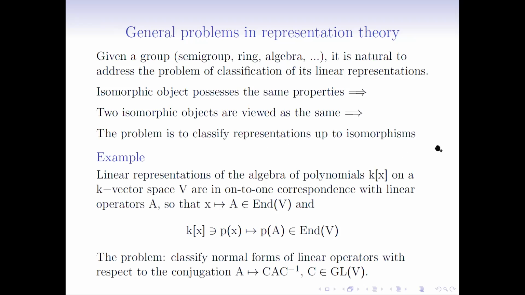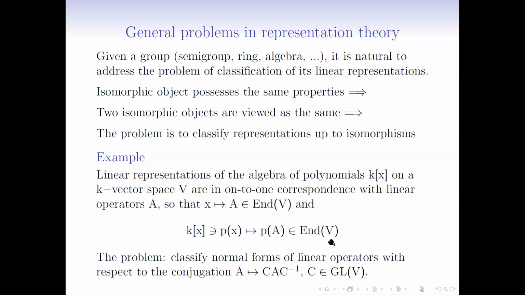Let me give you a very simple example, which everyone knows from a course of linear algebra. Let's consider polynomials with coefficients in some field k, k[x], and let's consider linear representations of them on a k-vector space V. Then it's sufficient to know how the generator acts. For this, we need to choose some operator A in the endomorphisms of V. We impose that x goes to this operator A, and then every polynomial will go to the polynomial applied to the operator. For instance, the power of x will go to the same power of A, the sum to the sum, and so on.